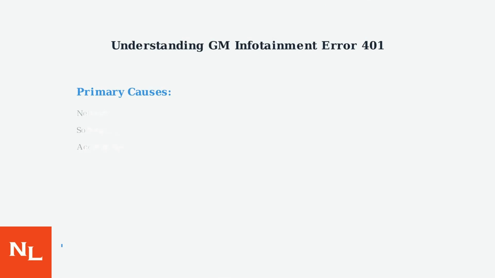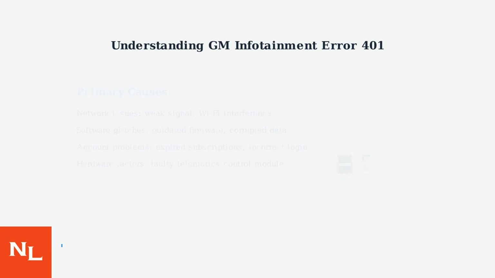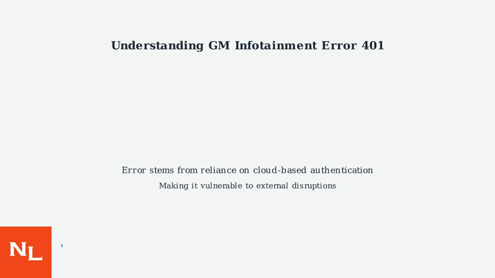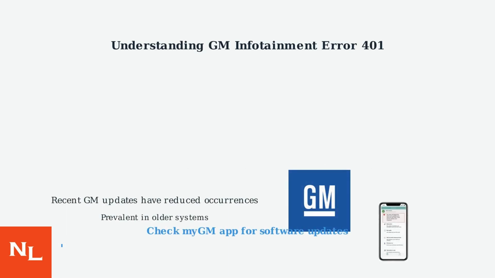The primary causes include network issues like weak cellular signal or Wi-Fi interference, software glitches from outdated firmware or corrupted data, account problems such as expired subscriptions or incorrect login details, and occasionally hardware factors like a faulty telematics control module. It's crucial to understand that this error often stems from the system's reliance on cloud-based authentication, making it vulnerable to external disruptions. Recent GM updates have reduced occurrences, but it remains prevalent, especially in older systems. Checking your MyGM app for software updates is a great first step.